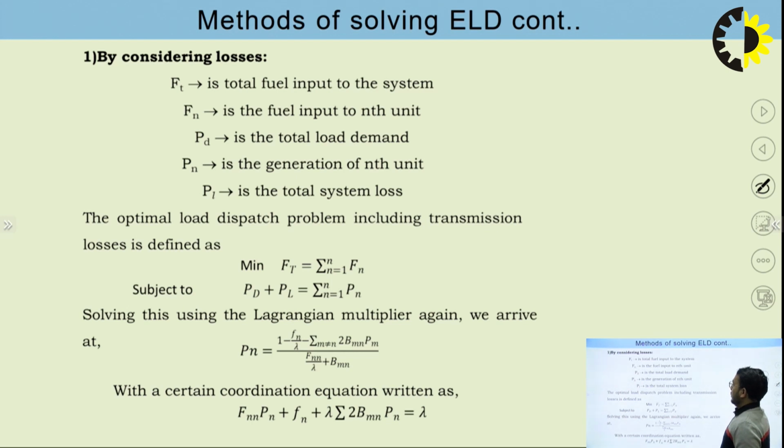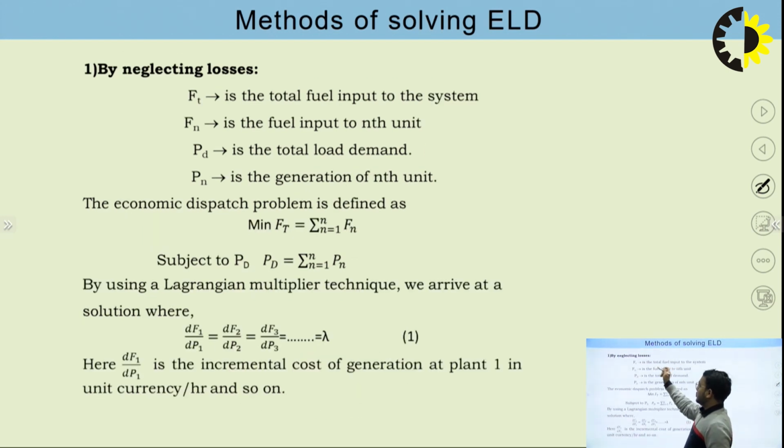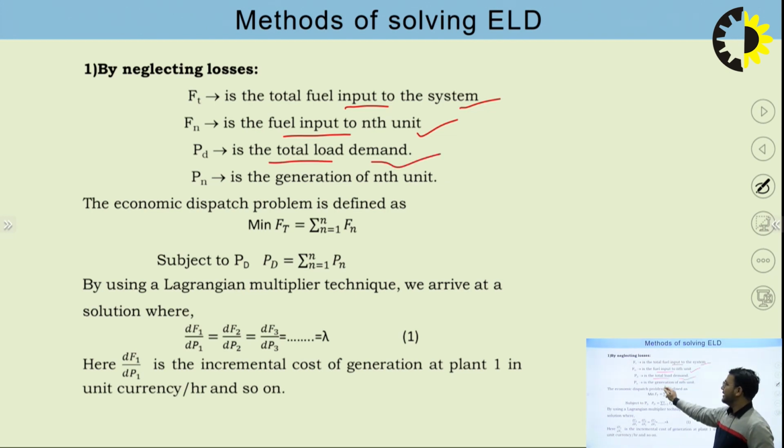So firstly, by neglecting transmission losses, we have several parameters. First is FT. What is FT? It is the total fuel cost, the total fuel input to the system. Fn is the fuel input to the nth unit. PD is the total load demand, and Pn is the generation of the nth unit, right? So all these parameters are known over here.